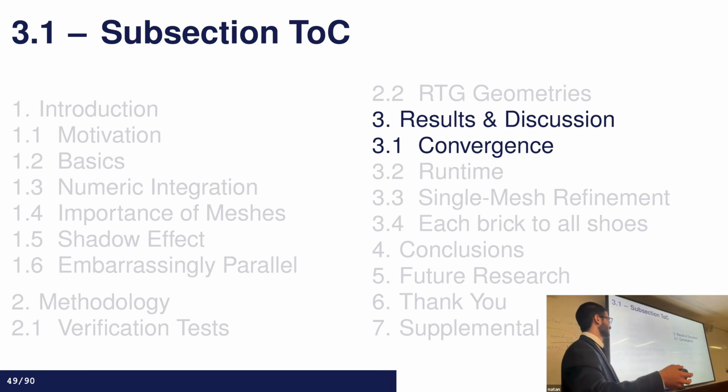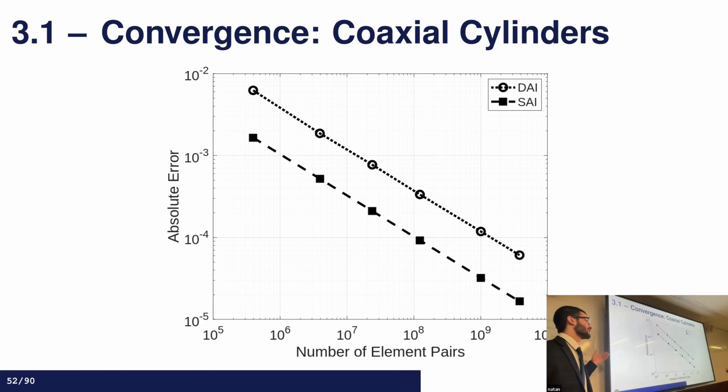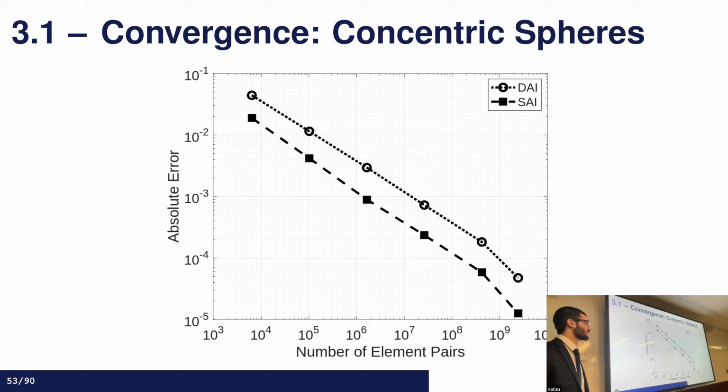So results. This is the fun part. Convergence. For all of our verification tests, parallel plates, non-sharing perpendicular plates, coaxial cylinders, and for spheres, they all converge very nicely. One thing to note, single area integration is more precise than double area integration. This ties back into the inherent advantages of single area integration over double area that we looked at in the very beginning. This will be a general trend. It is more precise and also more stable for various things.